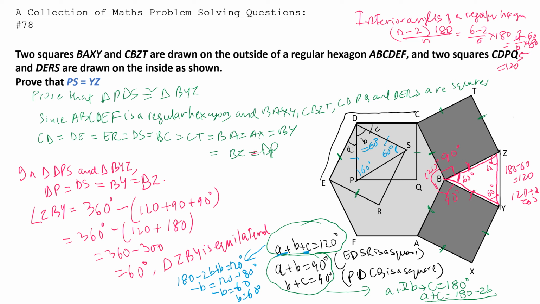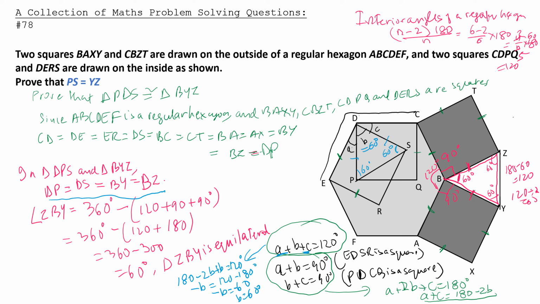Yes, so because both triangles are equilateral, the sides are equal. It's not just because they are equilateral, it's because DP is equal to BY. In this step we said that DP equals DS equals BY equals BZ. So both triangles are equilateral and congruent.